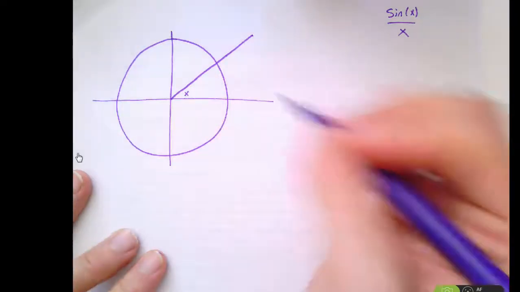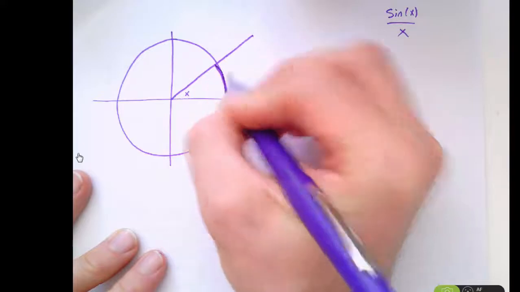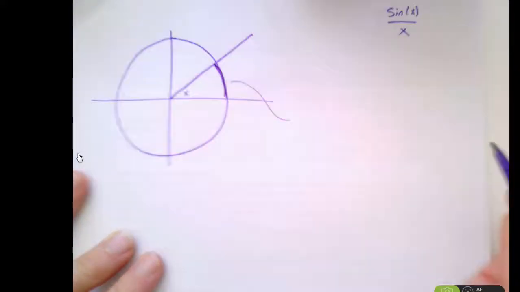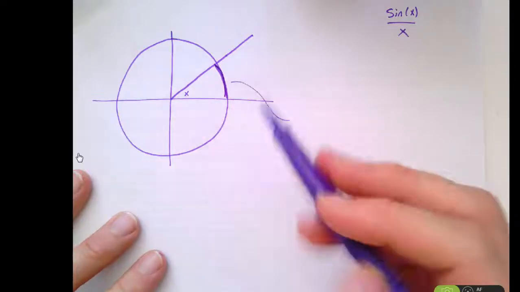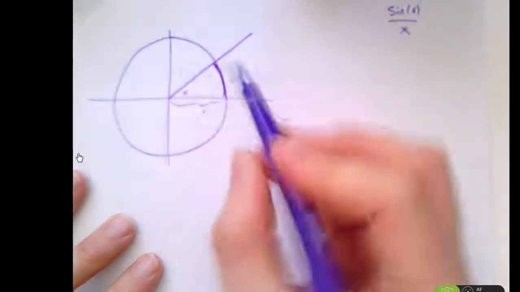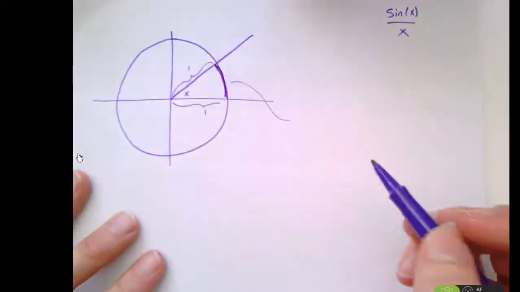Alright, well one thing to notice is that the length of this arc right here is equal to x. Here's why. Let's think about what the entire circumference of this unit circle is. So that's 1, and this is 1. The entire circumference is 2 pi.